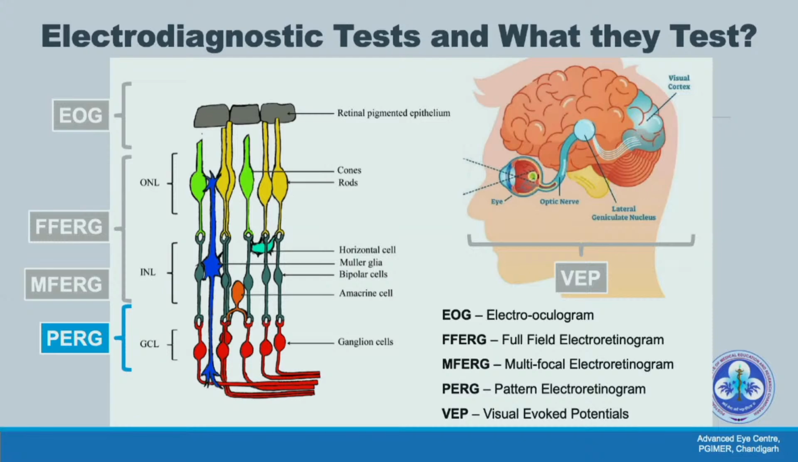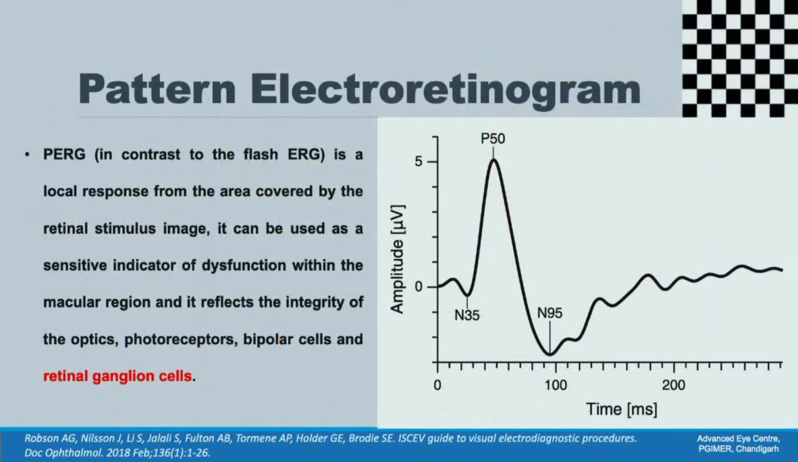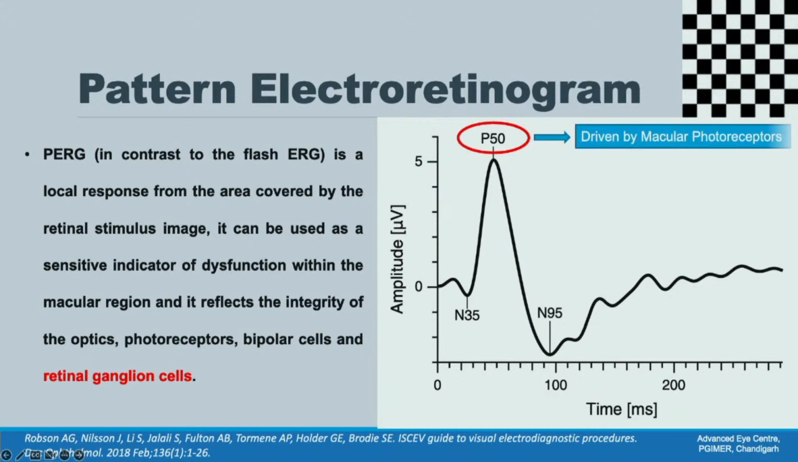Coming on to the pattern ERG. So it is a contrast stimulus which tests the retinal ganglion cells. But then again you have to understand, this is the classical waveform that we get from a pattern ERG. For a pattern ERG, the patient has to be refracted and has to focus on a single point. If a patient cannot focus on a single point, or has very low vision, a pattern ERG may not be possible to be performed. So you have the P50 component and the N95 component in a pattern ERG waveform.